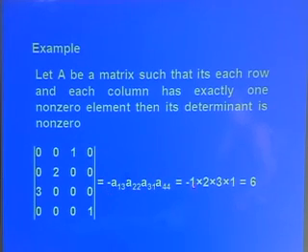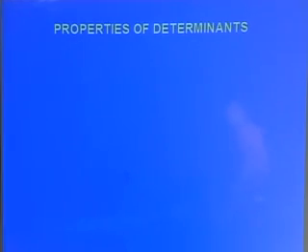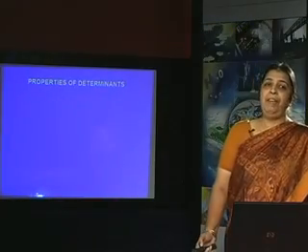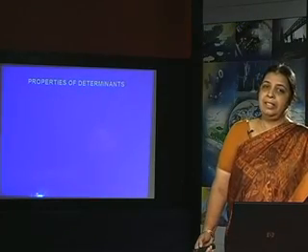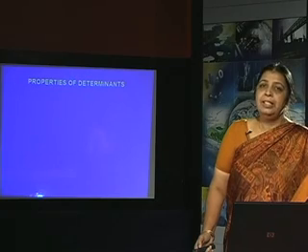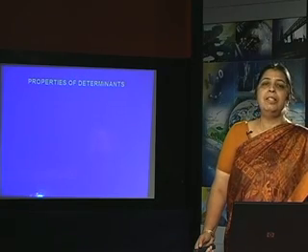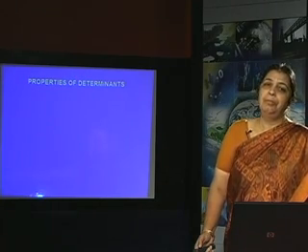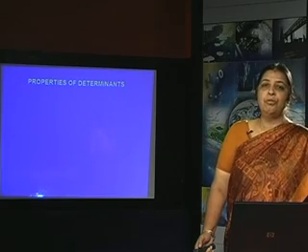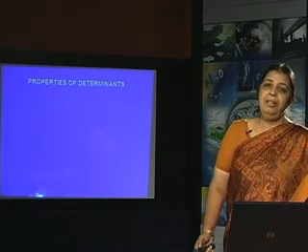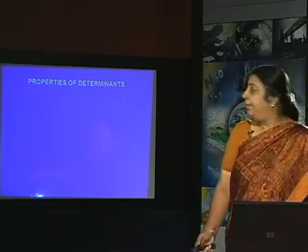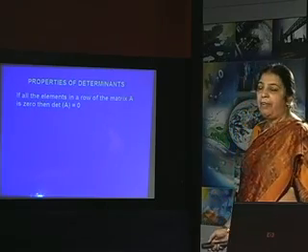So, what is the determinant of this matrix? That is 1 into 2 into 3 into 1, and the final result is 6. Now, after defining the determinants, I will discuss the properties of determinants. These properties are important because they can be used to compute the determinant in a convenient manner. Let us see the properties one by one.